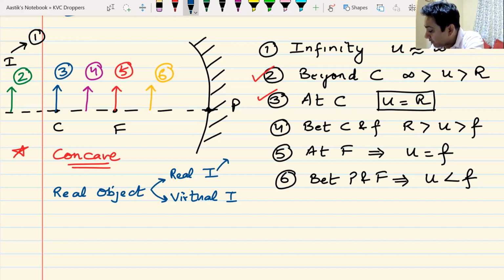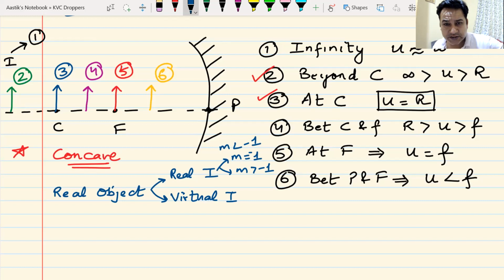This real image can have magnification less than minus 1. It can have magnification equal to minus 1. It can have magnification greater than minus 1. That means it can form all types of real images, whether they are small, whether they are of the same size, or whether they are enlarged. Do we understand this? A concave mirror for a real object can form a real image, which can be very small, of the same size, or enlarged.